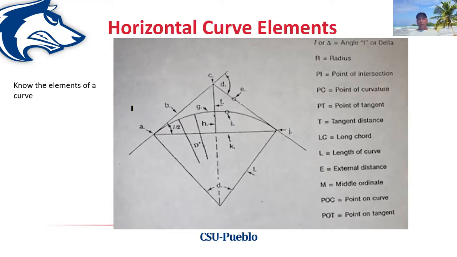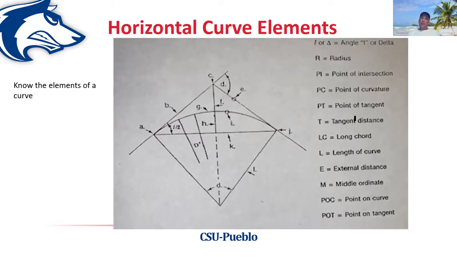The reason I say that is because I would look at my stationing of my roadway and see that my stationing increases in this direction right here. If I were to come back from the PI right here, a distance to this point A, that point A being the point of curvature, that point of curvature is where the curve begins.